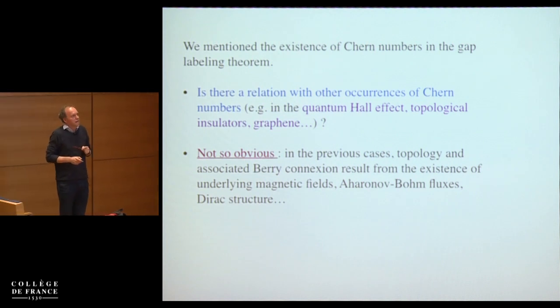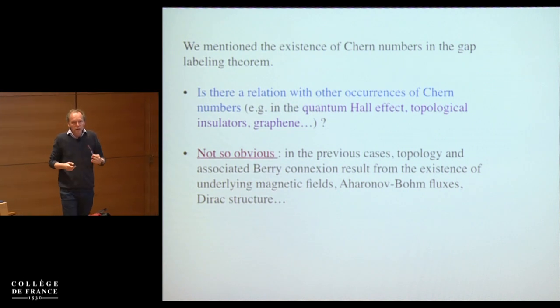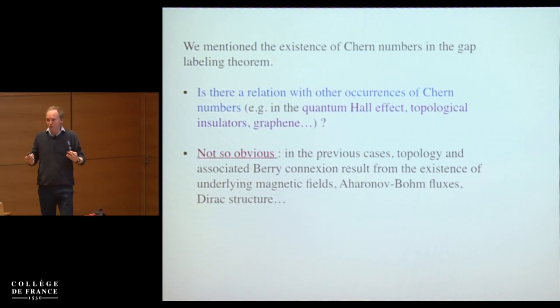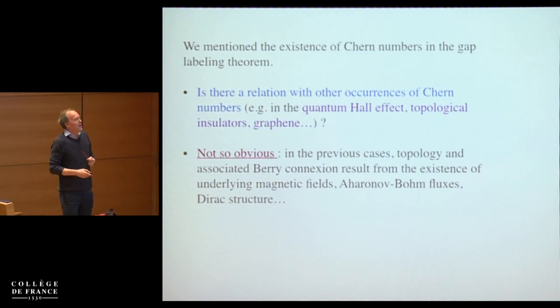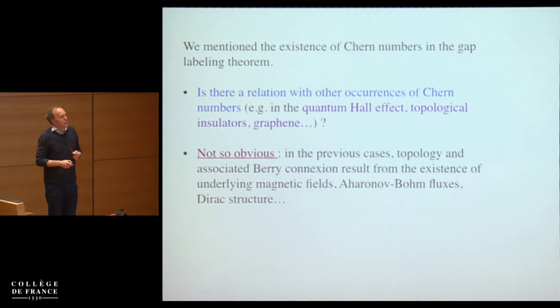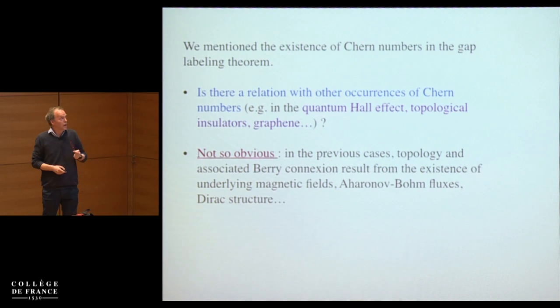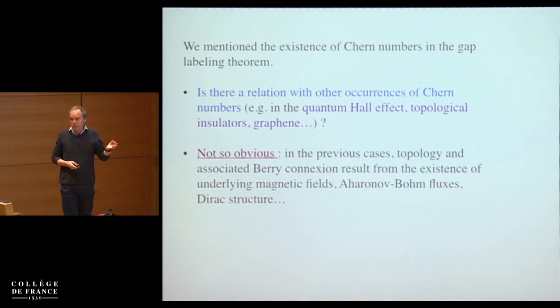And this topology usually results from the existence of underlying magnetic fields, either magnetic field that you put from outside, like in the quantum Hall effect, or that you design with a lot of work and with a lot of patience and attention and a lot of design. And magnetic fields, Aharonov-Bohm fluxes, or a specific Dirac structure, which is natural to have such kind of topological invariance. But here, obviously, we don't have them.